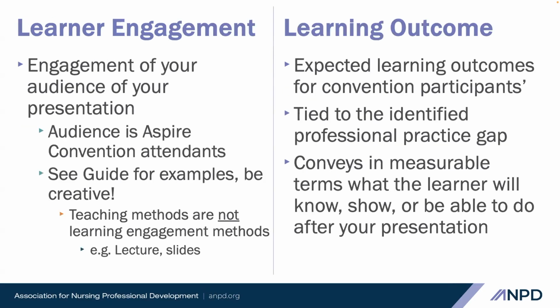Please note that learner engagement is a scored element of your abstract submission. See the rubric in page 6 of the abstract guide. Your audience is the Aspire Convention attendees. Learner engagement strategies must be congruent with your presentation format and the underlying educational needs that you've identified. You should select all methods that will be used in your presentation. All presentations will have a Q&A, so listing this is not necessary in this section. You may add details as appropriate for your planned engagement methods.